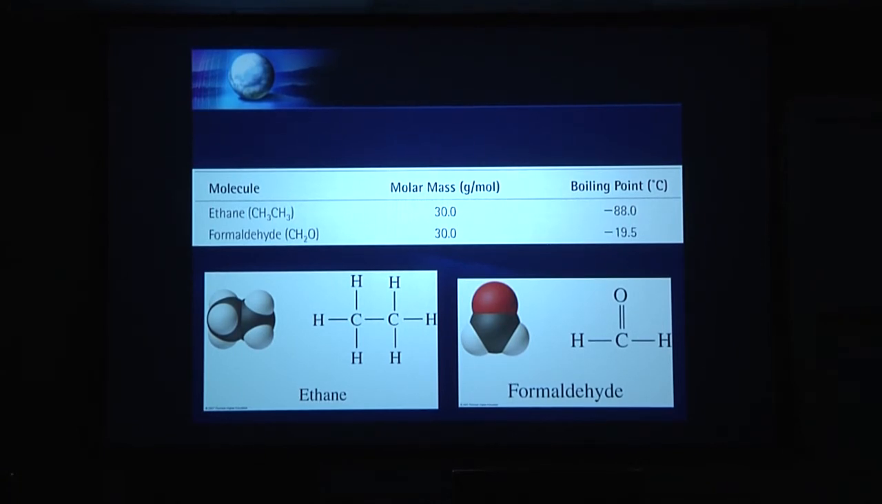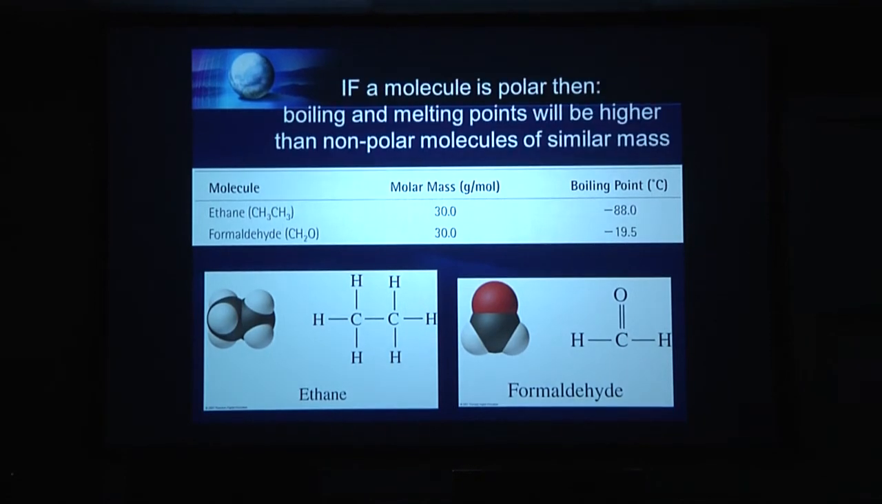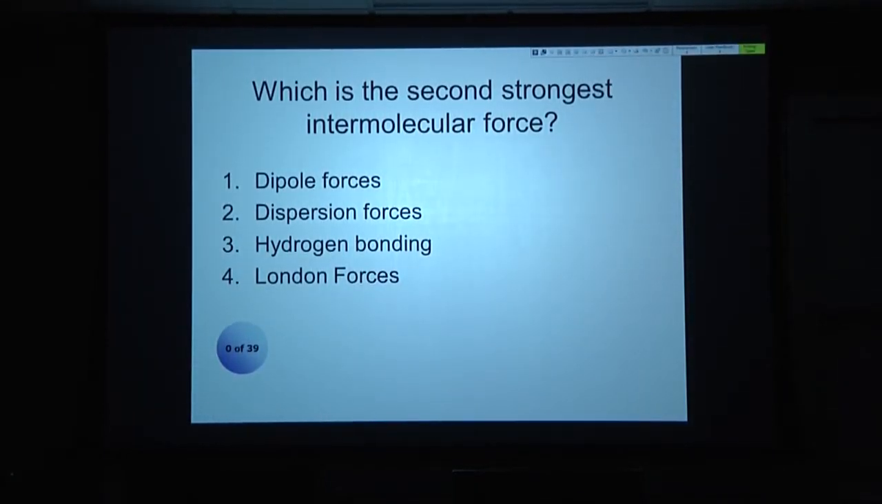So what I want you to be able to do, if I give you a list of compounds, is be able to predict what the boiling point would be relative to each other. Which ones would have the highest boiling point or lowest boiling point based on your understanding of these forces. So that top statement is kind of the summary of all this. If a molecule is polar, then boiling and melting points will be higher than nonpolar molecules of similar mass. And that's a great example, the ethane versus formaldehyde. So as a review, do this quiz, pause the video and answer it, and then I'll talk about it. So the second strongest force is the dipole-dipole interaction, or dipole forces.